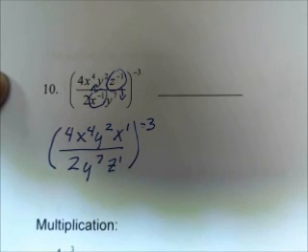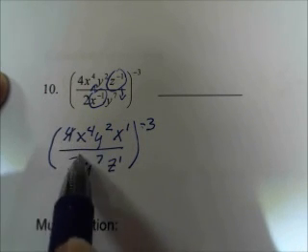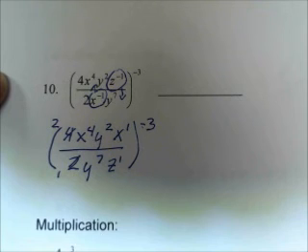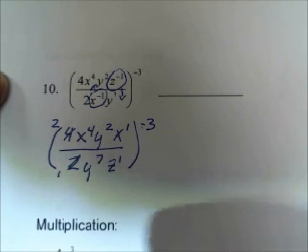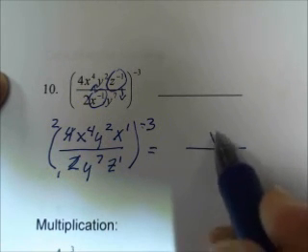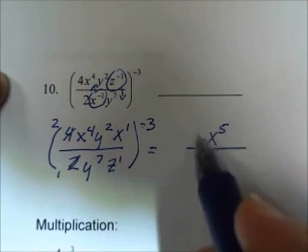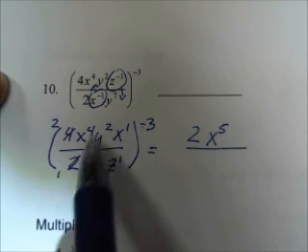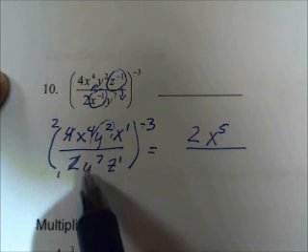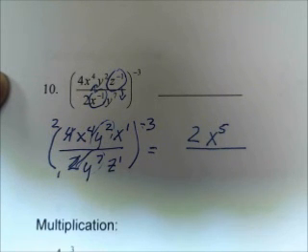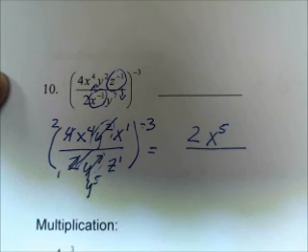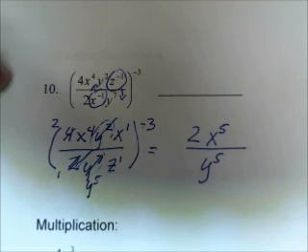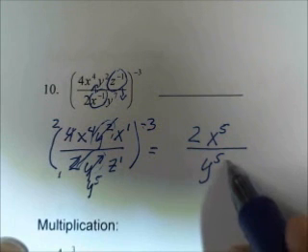Still working in parentheses here, we can reduce some things, right? The 4 and the 2 reduces to 2 and 1. I have an x to the 4th and an x to the 1st. When multiplied in the numerator would be an x to the 5th. I'll bring the 2 over at the same time. And my y's here, the y to the 2nd and y to the 7th, they can reduce, leaving me with a y to the 5th in the denominator. And then the z in the denominator is still there.